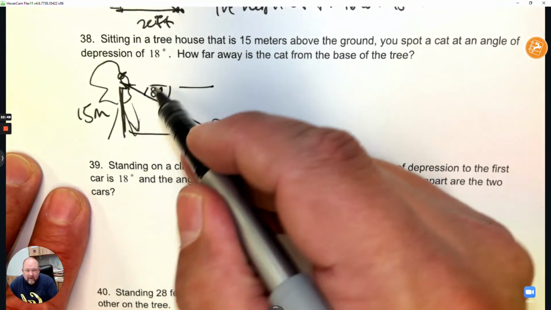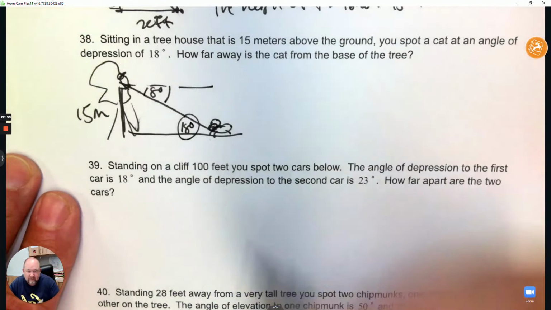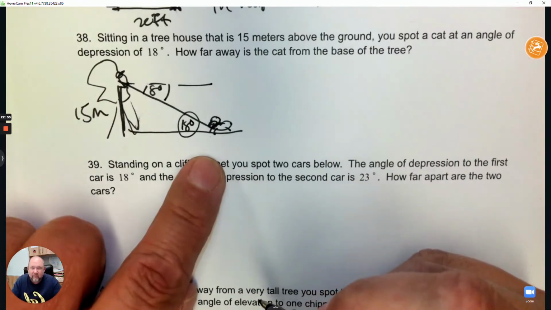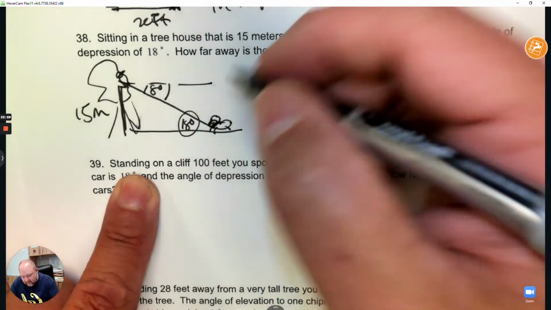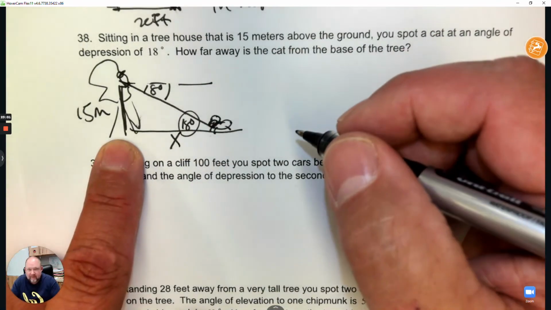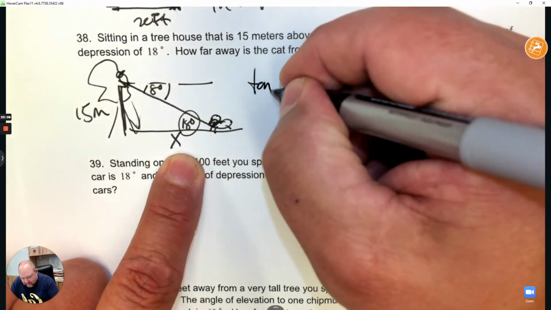So we can either subtract 90, or this angle here, down here, would also match it because of parallel lines. So either way, subtract or use 18 down here. How far away is the cat from the base of the tree? So again, it's opposite over adjacent. That's tangent.